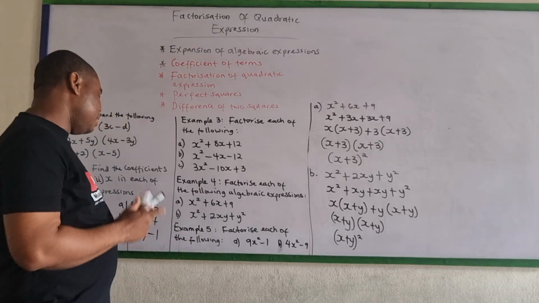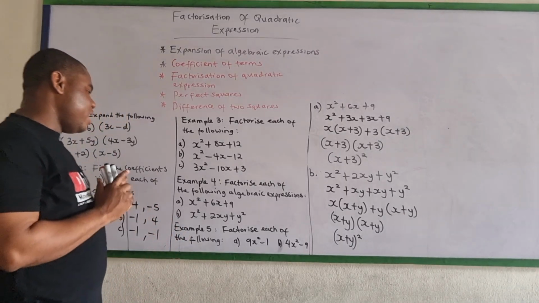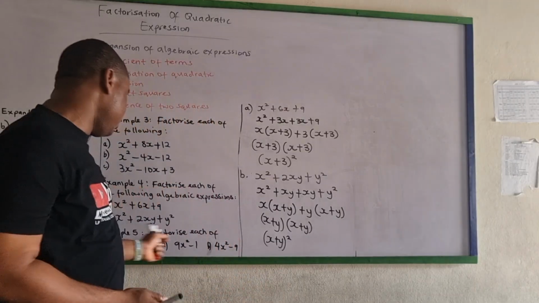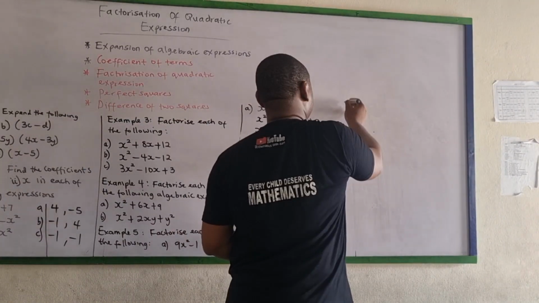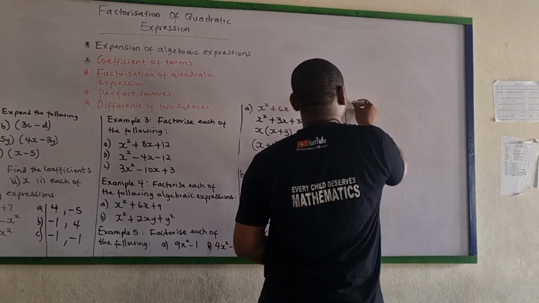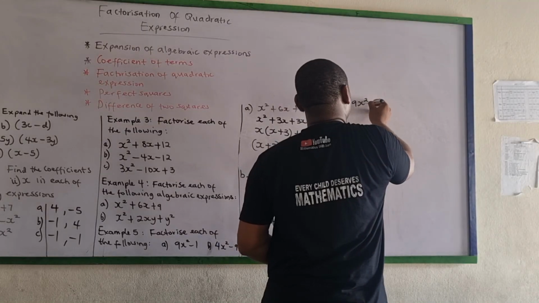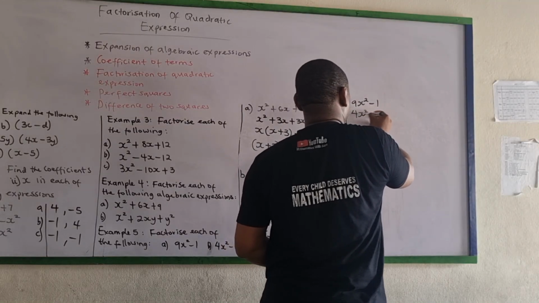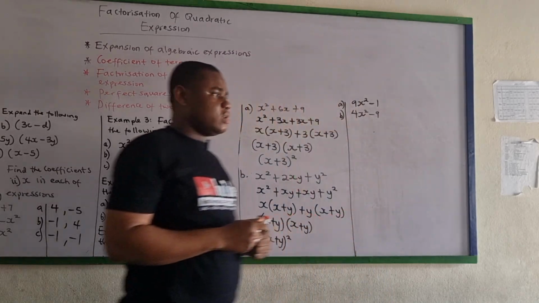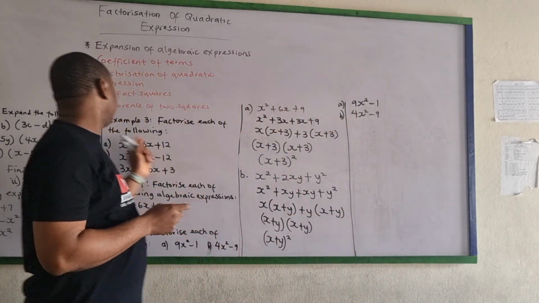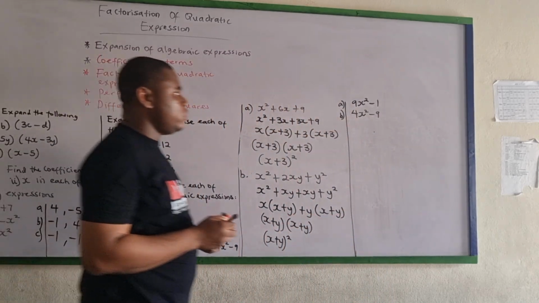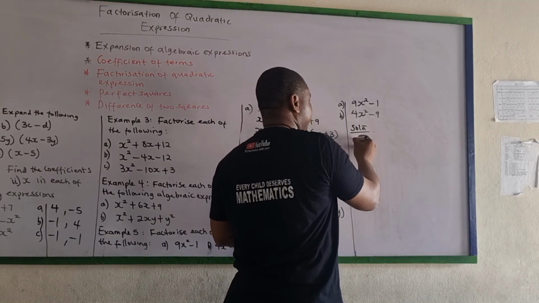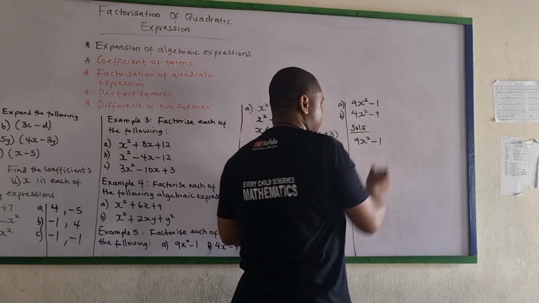Alright, to the final example, example 5. For example 5, we have factorize each of the following. So we have 9x squared minus 1. The second one, we have 4x squared minus 9. So this will give us the concept of difference of two squares. Now look at the first one. I have 9x squared minus 1.